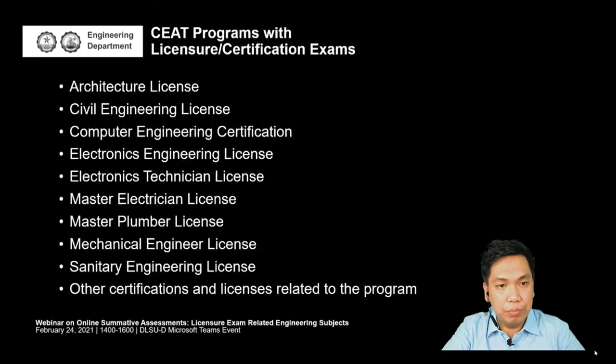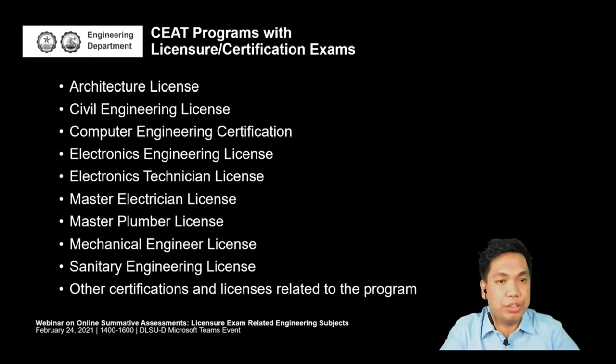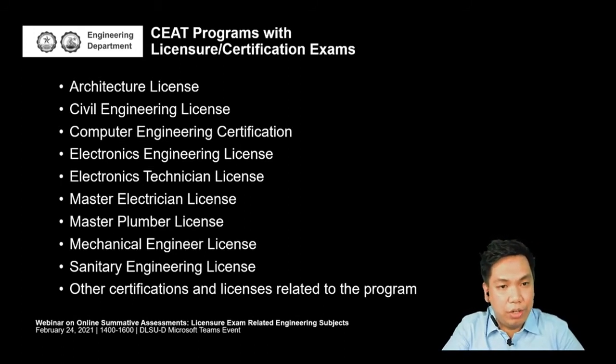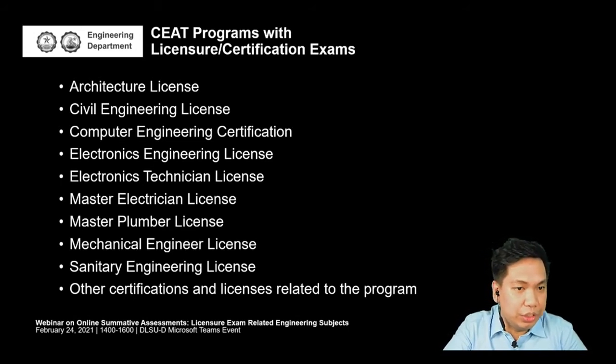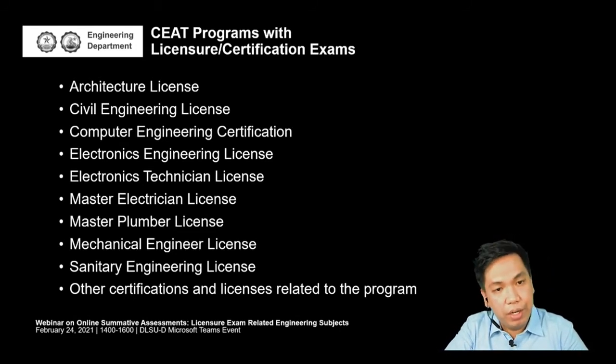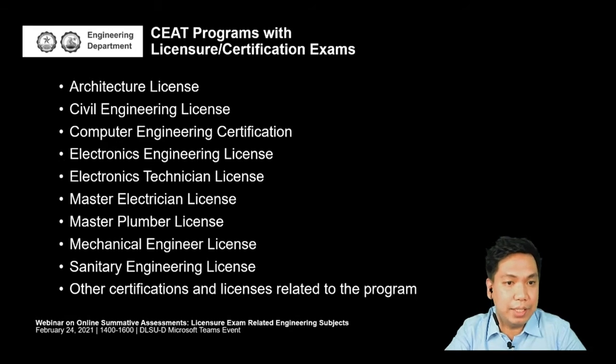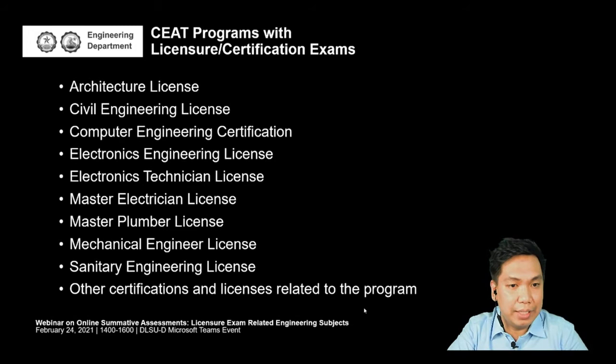So here are some of the SIAT programs with licensure and certification examination. We have architecture, civil engineering, computer engineering, electronics engineering. ECE can take electronics technician, and EE or electrical engineering can take master electrician. Civil engineering and sanitary engineering, including architecture and electrical engineering, can take master plumber examination license. For mechanical engineering, we have also the license for that, and for the sanitary engineering license.